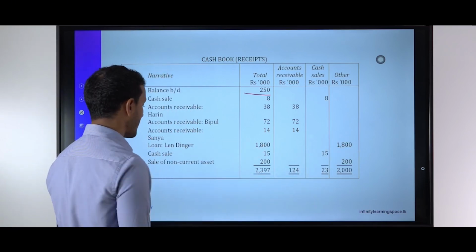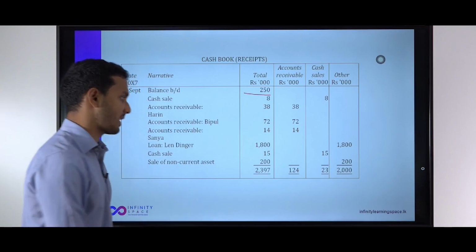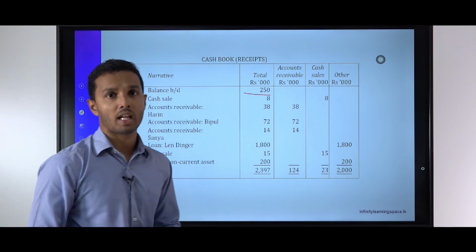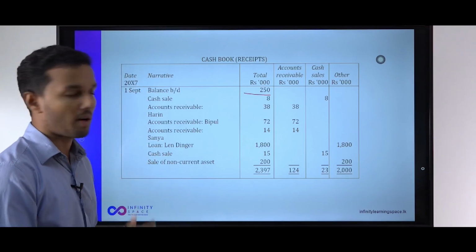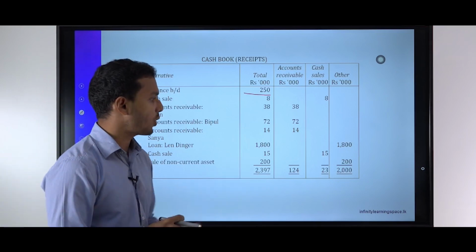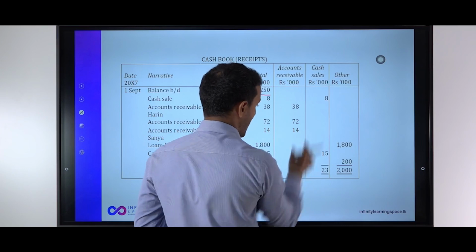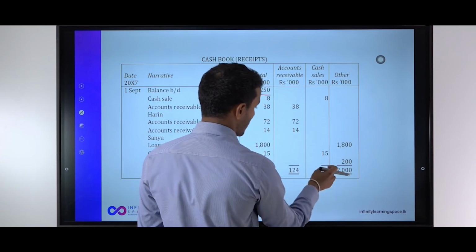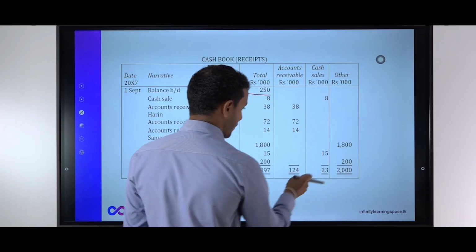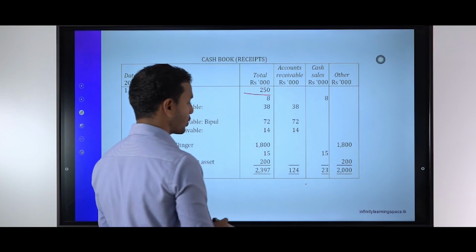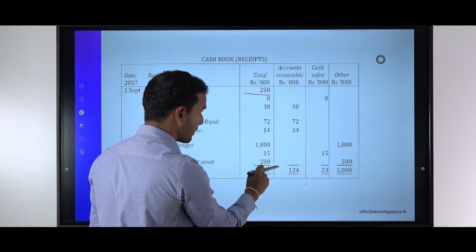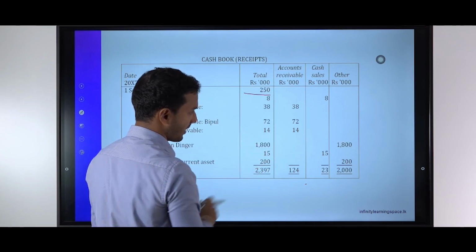Cash sale again, then sale of non-current asset. A non-current asset can be something like a machine. We have sold one of our machines and we have received 200, right? So that's also under other. So when you add up these columns, you can see we have 2,000, 2,324. All three together add up to 2,397, or you can simply add them like this, right?